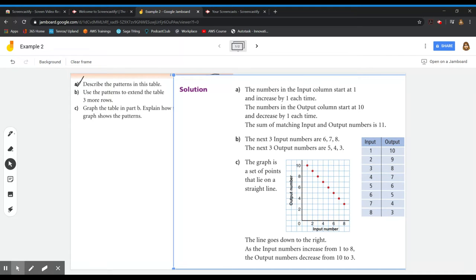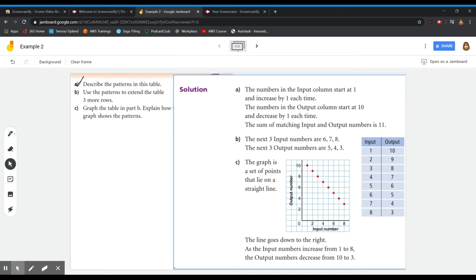Okay, so the numbers in the input column start at 1 and increase by 1 each time. The numbers in the output column start at 10 and decrease by 1 each time. The sum of matching input and output numbers is 11. Knowing this, we can extend the pattern. So the next 3 input numbers are 6, 7, and 8. The next 3 output numbers are 5, 4, and 3.